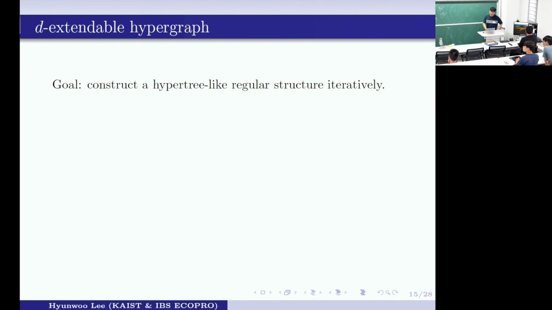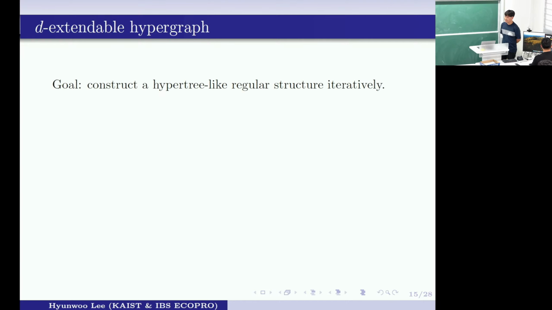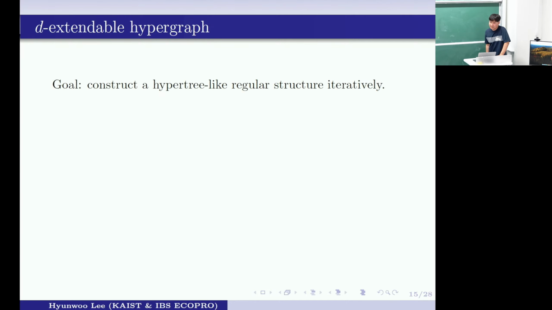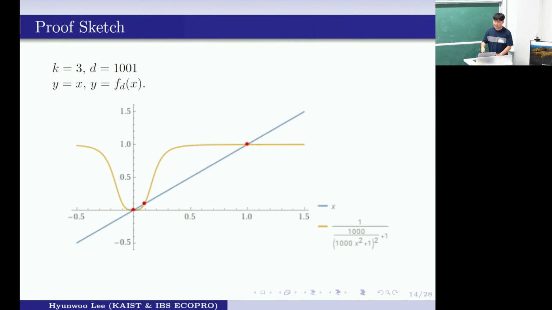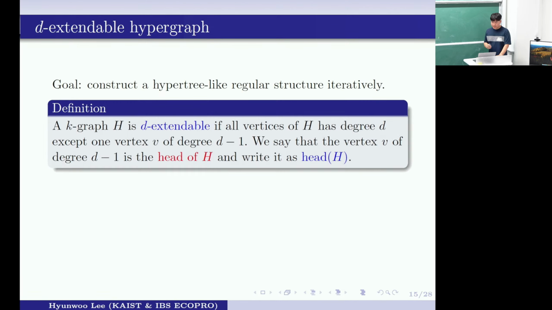So our goal is to construct a hypertree-like regular structure inductively, I mean iteratively. If this goal is a success, then we can analyze the probability by using this type of graphs. To this end, I defined the notion of a D-extendable K-uniform hypergraph H. Our goal is making a regular linear hypergraph which has a hypertree-like structure.